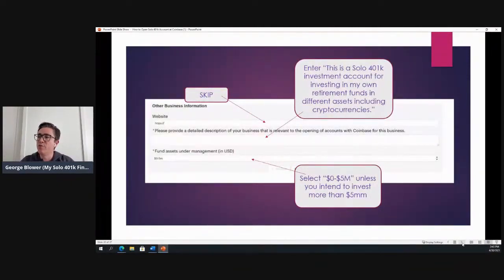Now, for other business information, you would skip again the field prompting you to enter your website. For the question asking for a detailed description of your business, a good answer would be, this is a solo 401k investment account for investing my own retirement funds in different assets, including cryptocurrencies. For fund assets under management, most would choose 0 to $5 million unless you intend to invest more than $5 million.